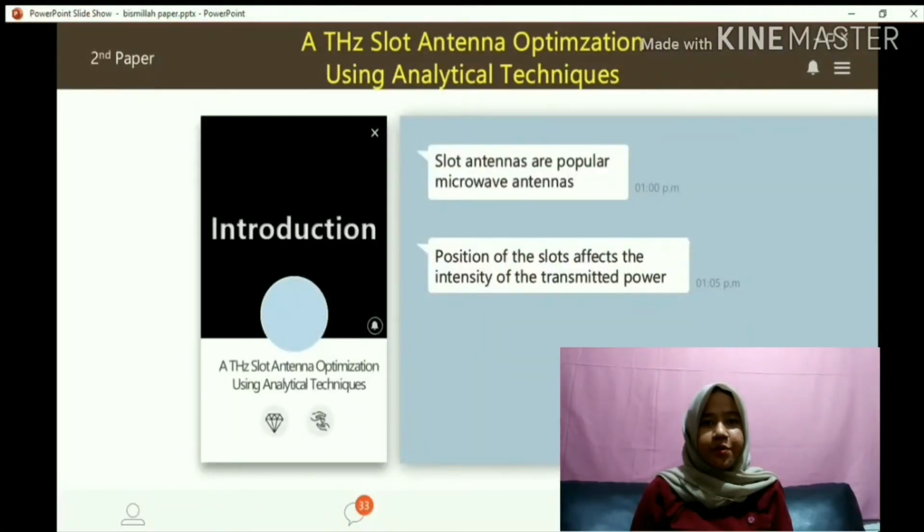This is the second paper that I used, with the title A Terahertz Slot Antenna Optimization Using Analytical Techniques. This paper shows how analytical techniques can be used for optimization of terahertz slot antennas. Slot antennas are very popular microwave antennas, and slotted waveguides are used for high-frequency radar systems. The position of the slots affects the intensity of the transmitted power by being a direct cause of the impedance matching of the antenna. Good impedance matching will give maximum efficiency of the power transmission.